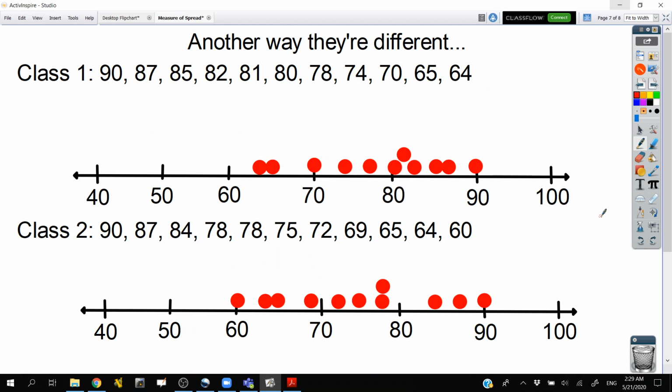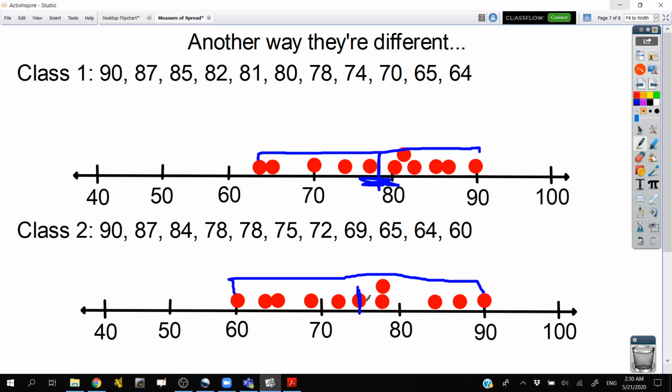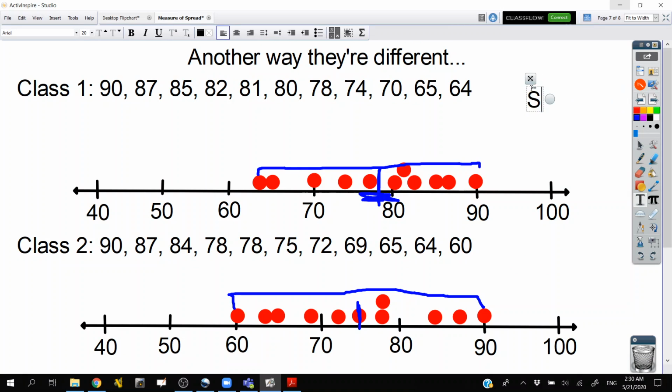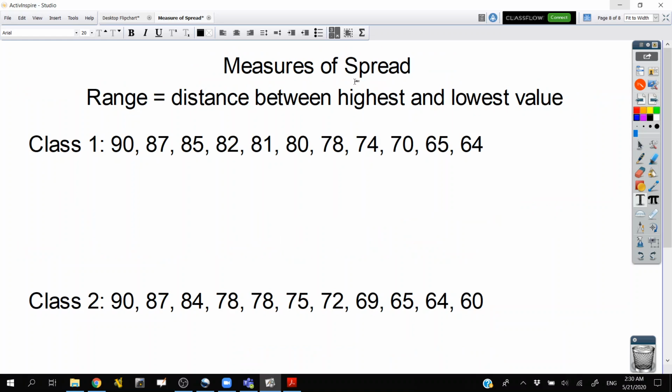The last thing is, there's another way that these sets are different when I look at them. What I'm thinking of when I mean another way, this one starts at 90, and it covers like that space. Well, this data, just in general, is more spread out. Or like if I look at the center of this data, we have some clustering going on here. If I look at the center of this data, things are just not quite as clustered. They're more spread out. So we need a way to measure the spread of the data. So we have measures of spread.